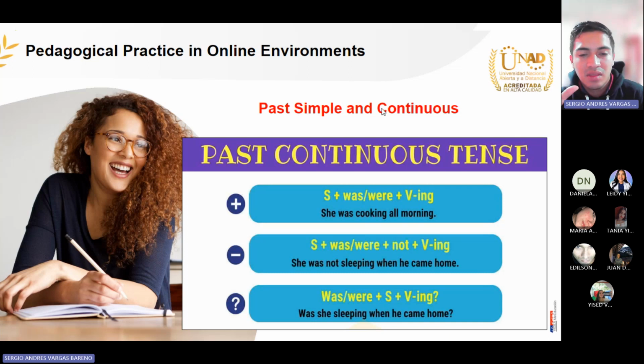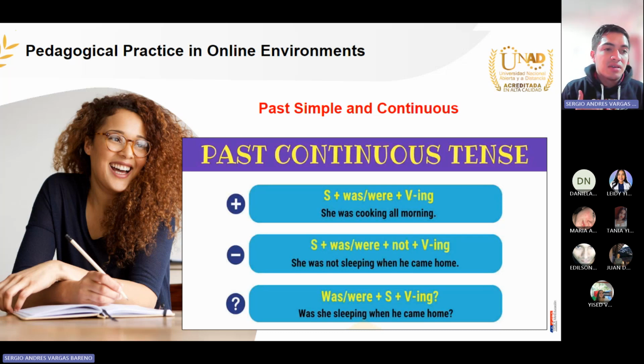Past continuous. In this case, we're going to use the same structure as the present continuous. The only change is the to be verb. In the present continuous we use the to be verb in present: am, is, or are. In this case, we have to use the to be verb in past, right? What is the past of the to be verb? Was or were. And this use depends on the pronoun.